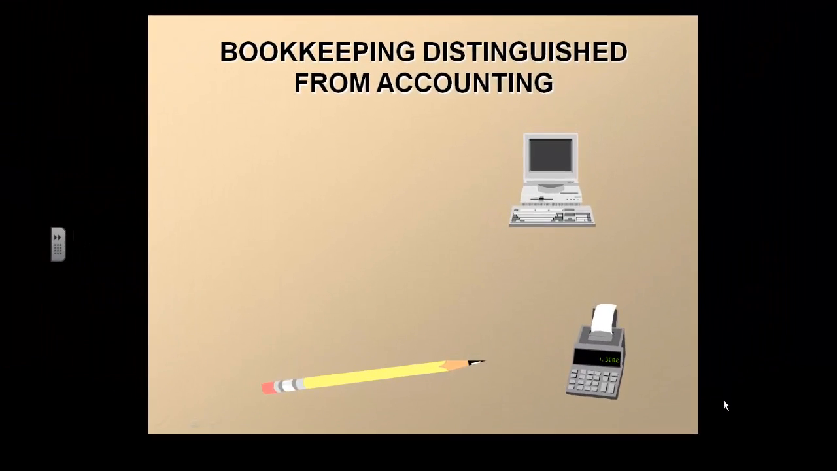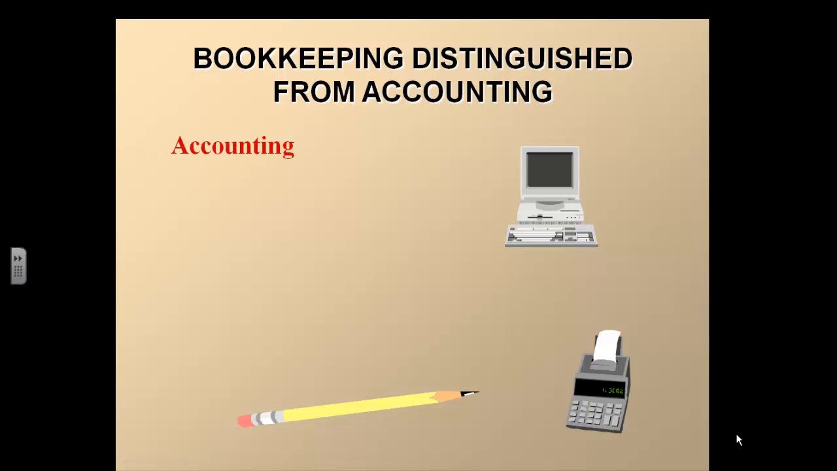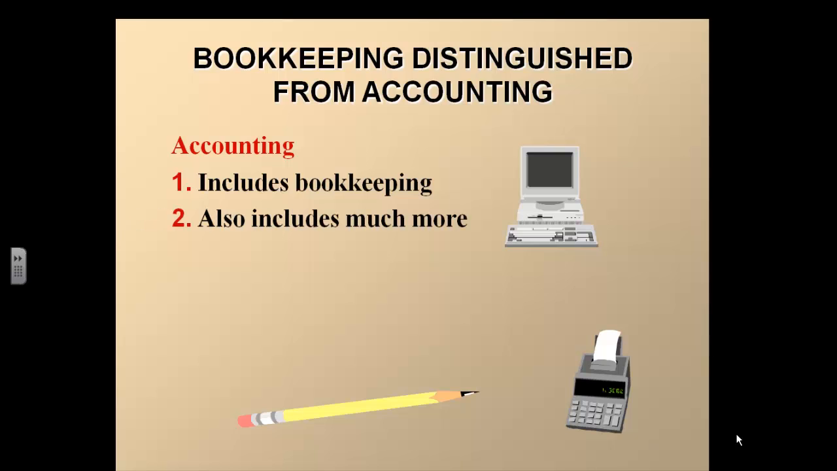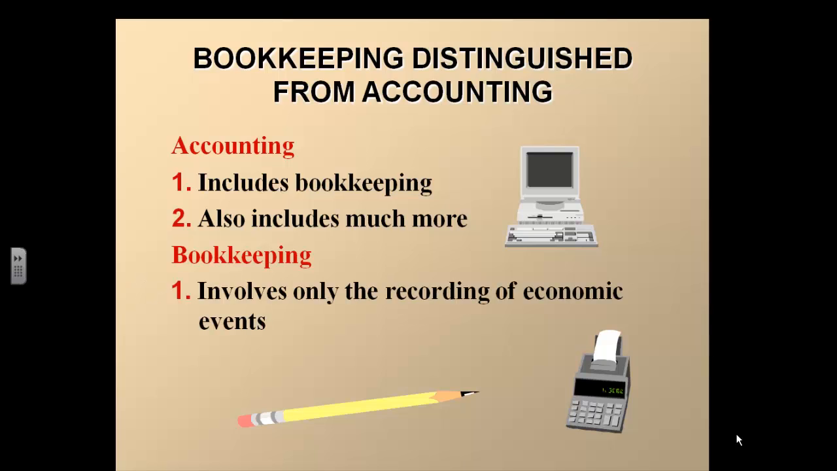What is the difference between bookkeeping and accounting? Well, accounting is everything. It includes bookkeeping, and it includes much more. So the analysis and the information dissemination and advice that a person would provide to the organization would be done by the accountant. Bookkeeping, on the other hand, is just the recording of the economic events.